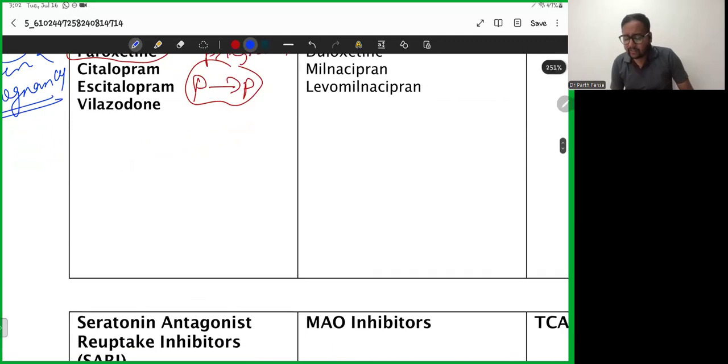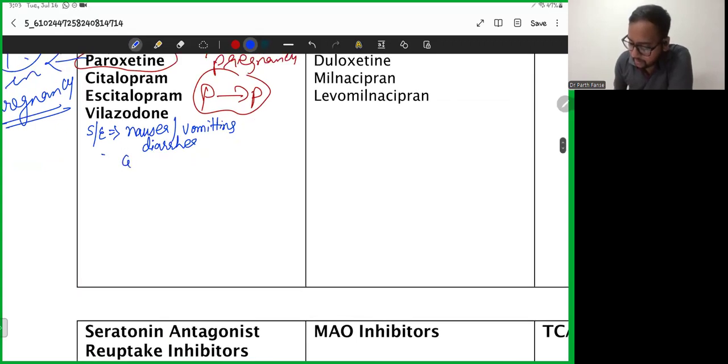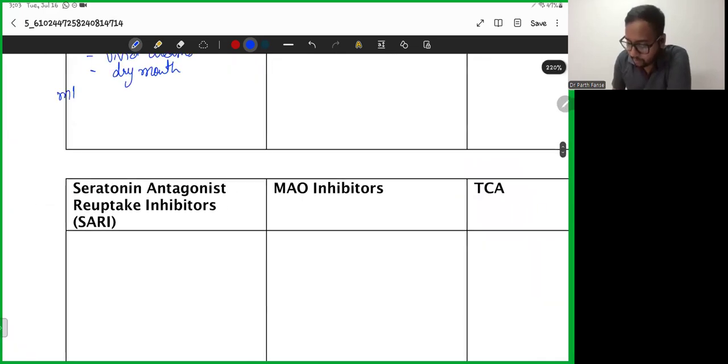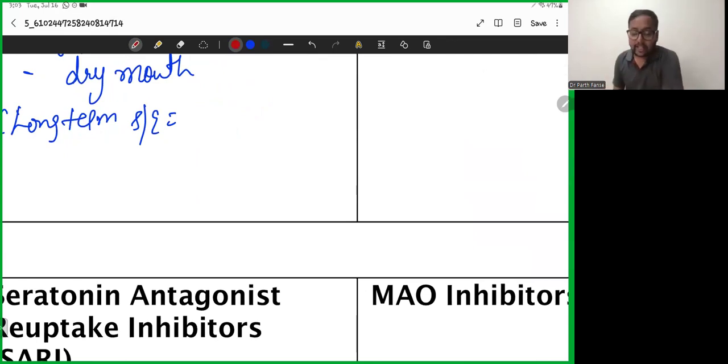Let's talk about the side effects of the drug. What are the side effects? The most common, you very well know, when someone asks about side effects, we all answer nausea and vomiting. Yes, nausea and vomiting are very common, and along with that, diarrhea. But apart from this, a person can suffer from constipation, vivid dreams, and dry mouth. But what we need to remember is the most common long-term side effect, which is very useful. We do have a long-term side effect, that is sexual dysfunction.